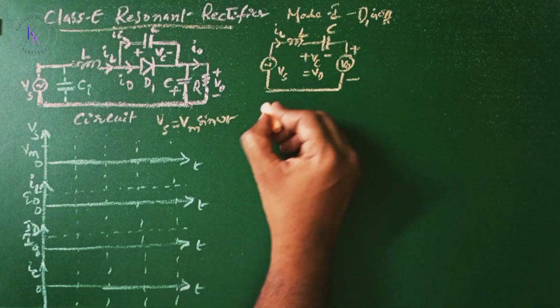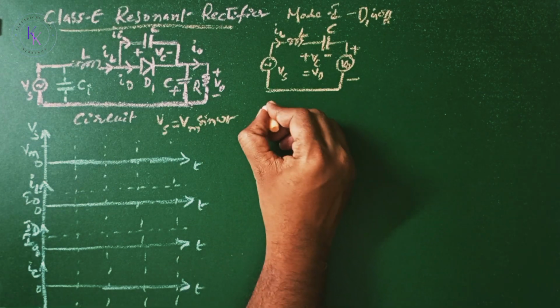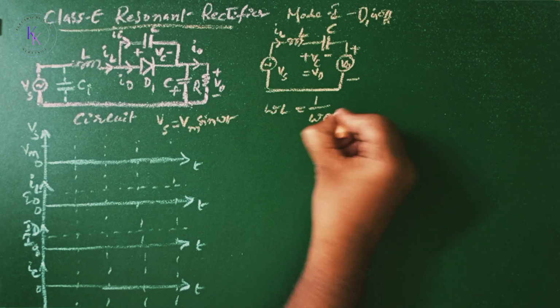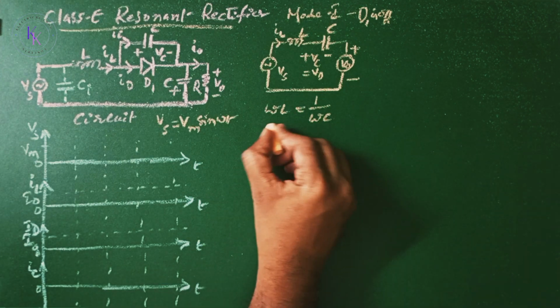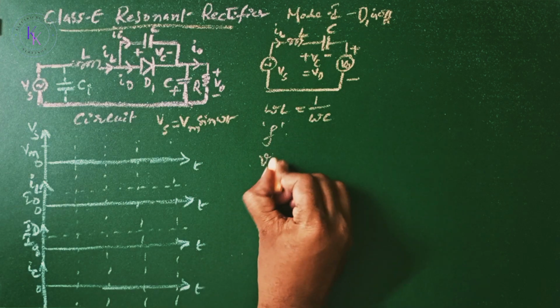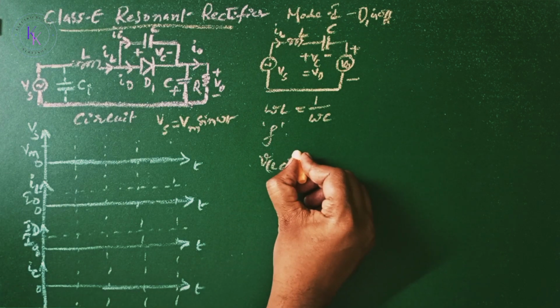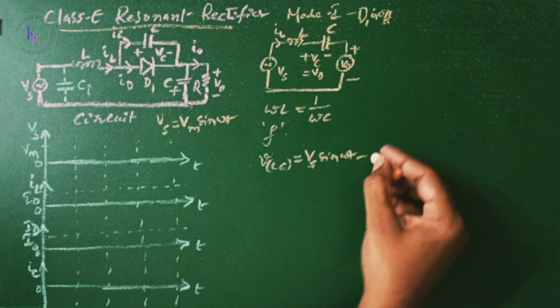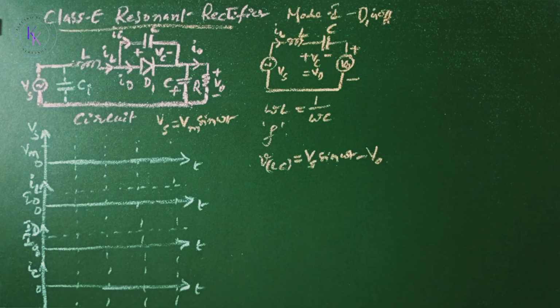the value of L and C such that omega L equals 1 by omega C. At the operating frequency of F, the voltage appearing across L and C is VLC, which equals Vs sine omega t minus V0, where V0 is the output voltage.